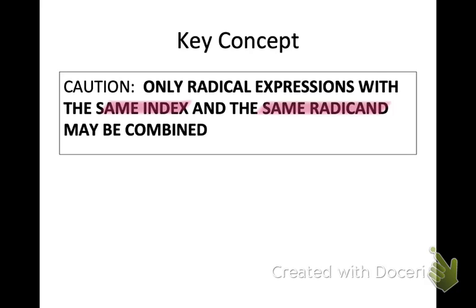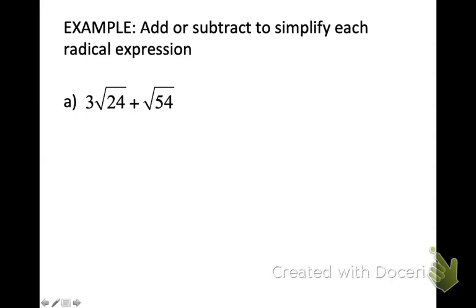Okay? So, is it easy to determine whether they have the same index? Yeah, you're just looking to see, is it a cube root and a cube root? Is it a square root and a square root? Is it a fourth root and a fourth root? That's easy to see. The difficulty comes in deciding whether it's the same radicand or not, because it might not initially look like the same number underneath the radical sign, and we're going to have to do some simplification to make it be the same number underneath the radical sign.